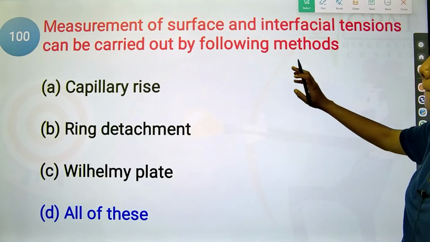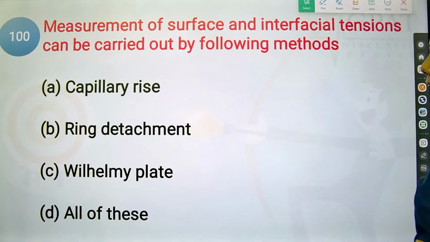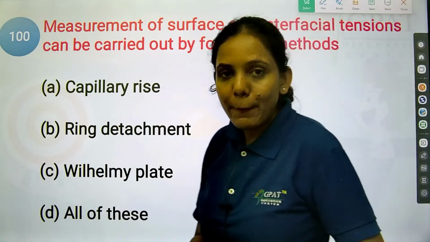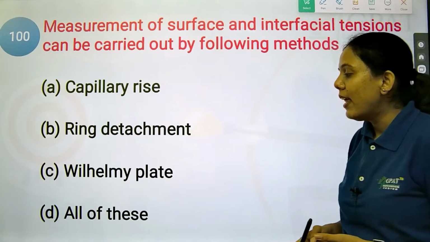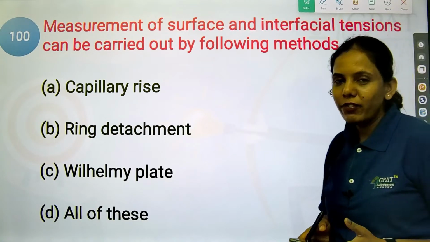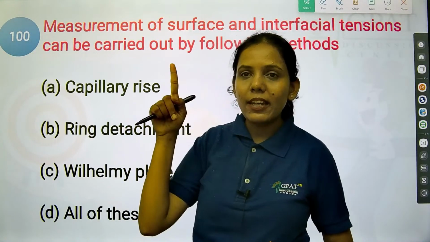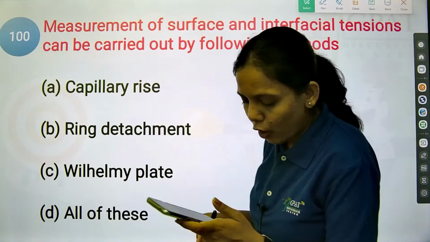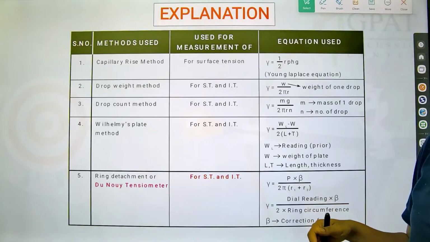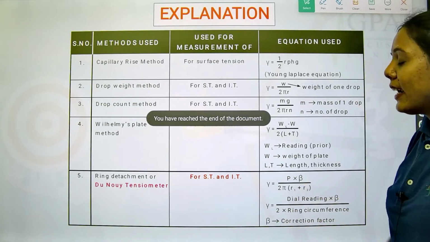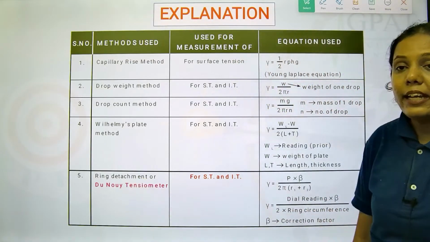The next, and the last definitely, is: measurement of surface and interfacial tension can be carried out by which method? Okay, capillary rise method. Next is ring detachment method or Du Noüy tensiometer method. Okay, so all of these are there. You will check with ring detachment. Then you will check with the capillary rise method if it is having affinity or not. So all of this is the right answer. Can be measured by the surface and the interfacial tension. That is also known as the Du Noüy tensiometer. Okay, so that is nothing but the ring detachment method.